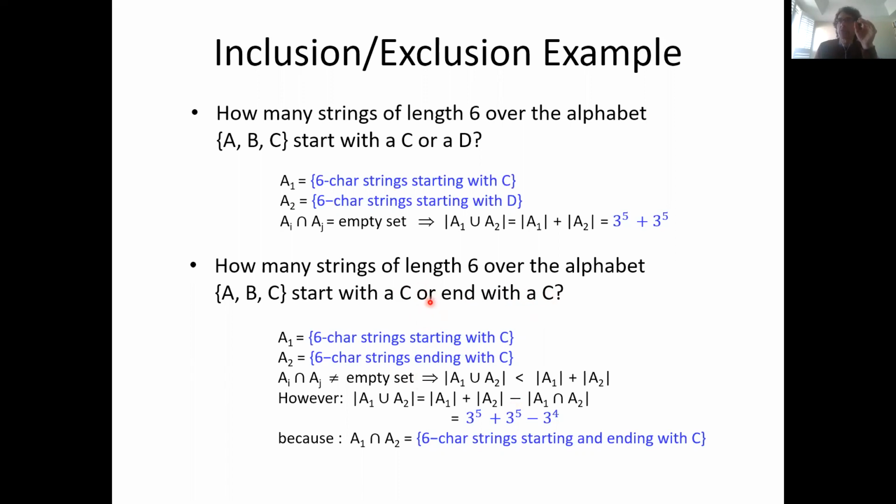But here I have an "or". I want this 6-character string to either start with C or end with C. I have 2 sets, and I'm choosing from their union. However, these 2 sets are no longer disjoint. You can have strings that start with a C and end with a C. But that's simple. You count the cardinality of both sets and subtract the intersection. Because intuitively, when you sum up everybody in A1 and everybody in A2, you're double counting those who are in the intersection, so you have to kick them out. But just once.